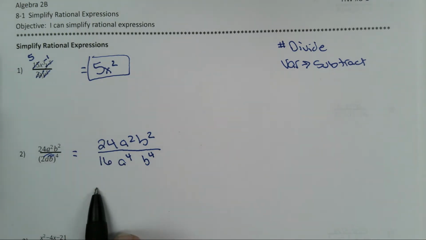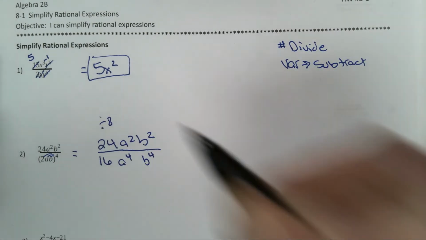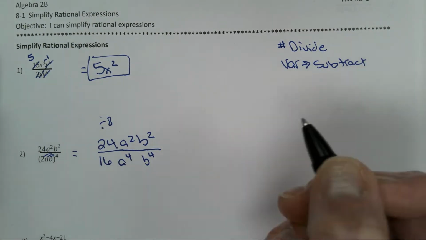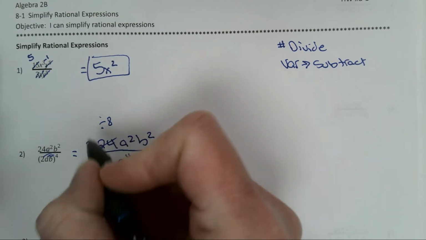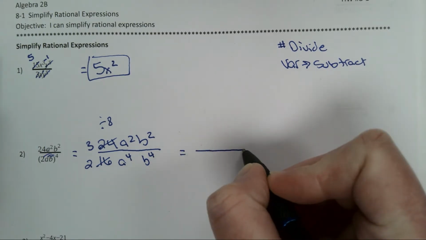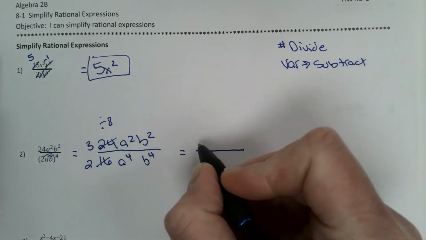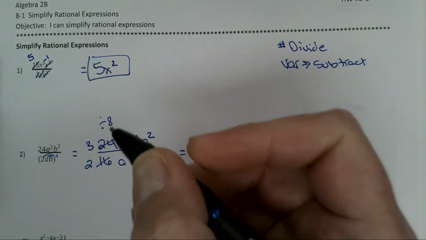Numbers divide or reduce. So what is the biggest number that divides into 24 and 16 evenly? And I'm going to divide an 8 into them. So 24 divided by 8 is 3, and 16 divided by 8 is 2. So that reduces down to 3/2. Now let's go work on the variables.